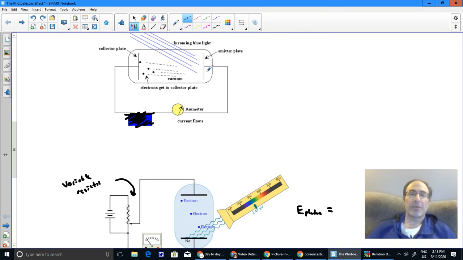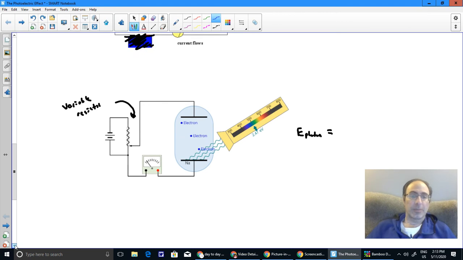Now, when they pop off, this becomes positively charged. This will become negatively charged, and electrons will start to flow. Electrons, because this is positive, will be pulled up. Electrons, because this is negative, will be pushed down, and I start to get current flowing, and I can see it on the ammeter.